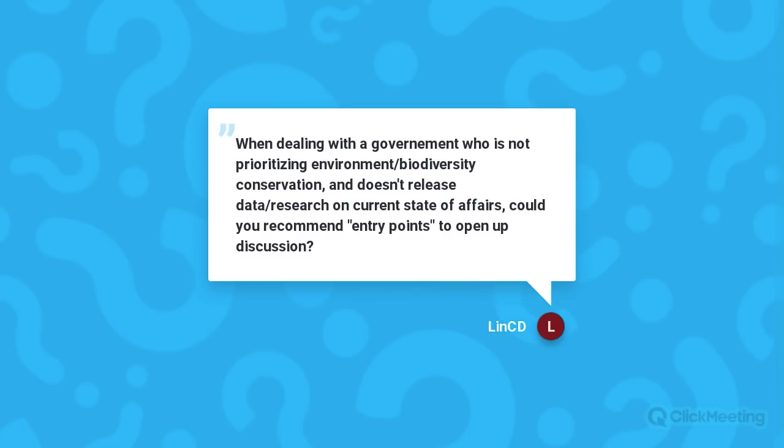Okay, let's move on to the next one. When dealing with a government that is not prioritizing environment and biodiversity conservation, and doesn't release data or research on the current state of affairs, could you recommend entry points to open up the discussion? This is a very tough question, but I think Niran mentioned a few entry points in her presentation. Niran, could you share some of your entry points for Thailand?